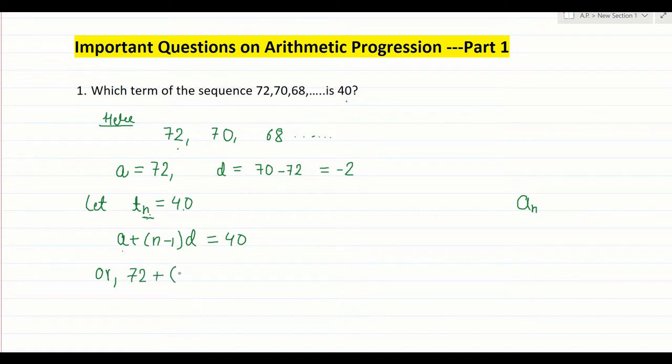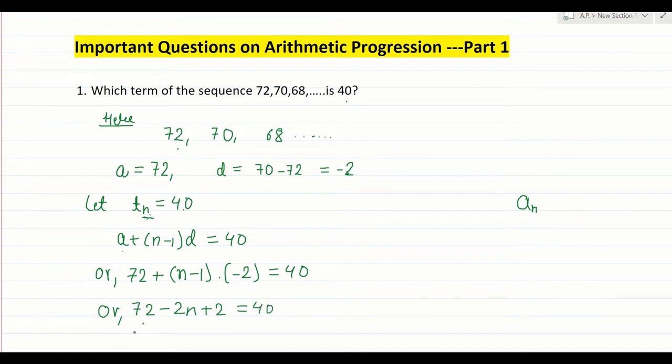Is n known to us? No, n is not known to us. So n as it is, minus 1, d. d means common difference. The common difference we have just calculated is minus 2. So let's put minus 2 over here: minus 2 is equal to 40. Now let's solve it for n. It is 72 minus 2n plus 2 is equal to 40, isn't it?